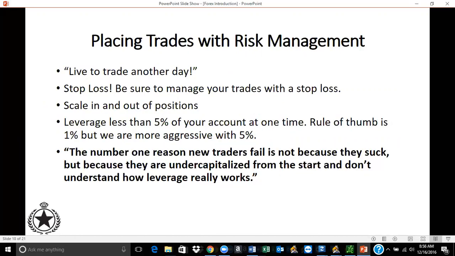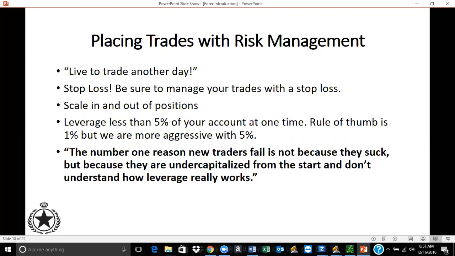All right. Placing trades with risk management. This is the most important slide of all that I've talked about. You have to live to trade another day. Period. You do not want to be a trader that puts everything into one trade and says, I'm all or nothing. Do not be an all or nothing type of person.